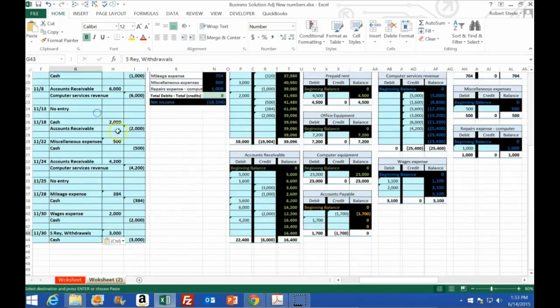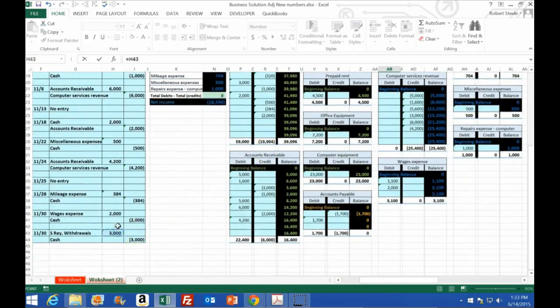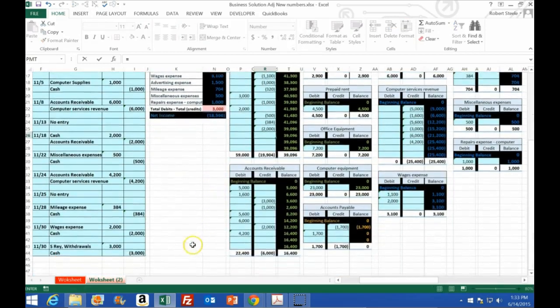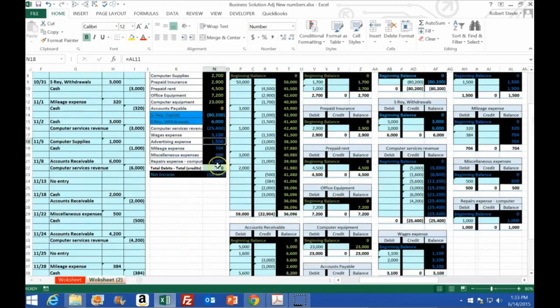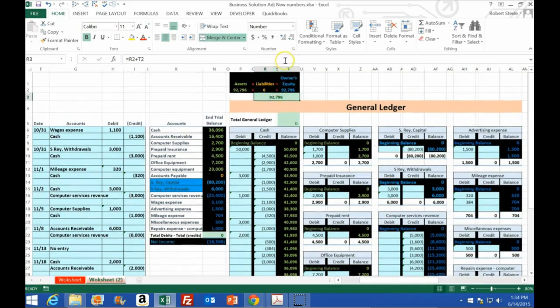So I'm going to post that out. And then we're going to look for withdrawals over here. I'm going to put my cursor on debit, say equals, point to the draws here, and enter. And then we're going to go to the cash and say equals, and point to the cash down here, and that should put us back in balance. Now, if this is in balance, note that this should be in balance, and note that this is the balance sheet. Assets, liabilities, and owner's equity is the balance sheet.